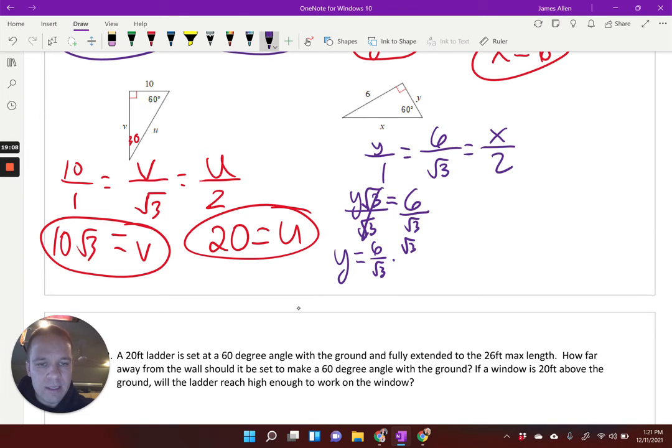Got to rationalize. And some of you are noticing some patterns, and that's cool. I get 6 root 3 divided by 3. And then I've got to reduce to 2 root 3. So y is 2 root 3.